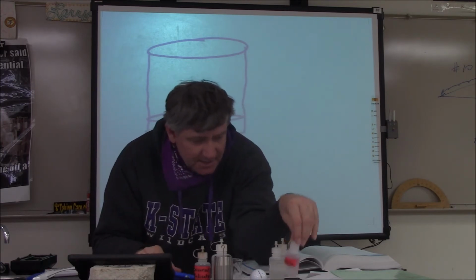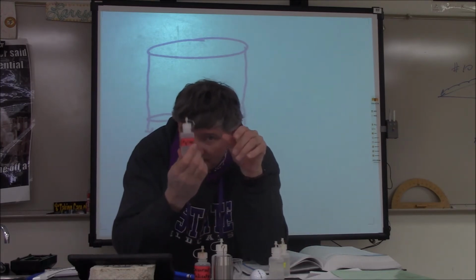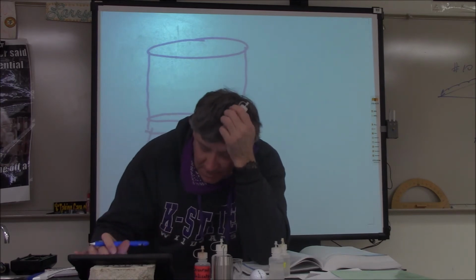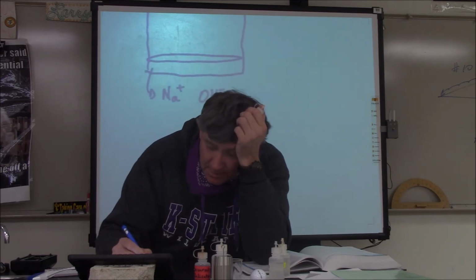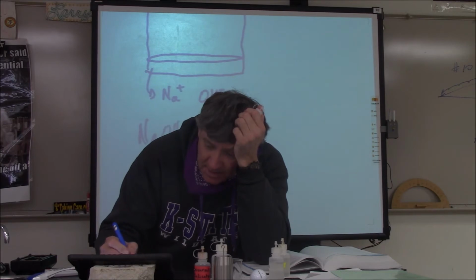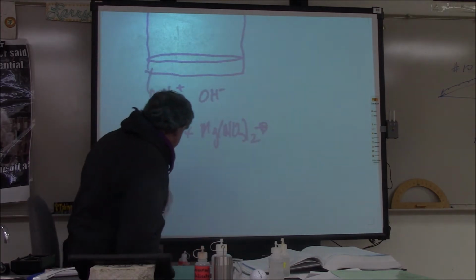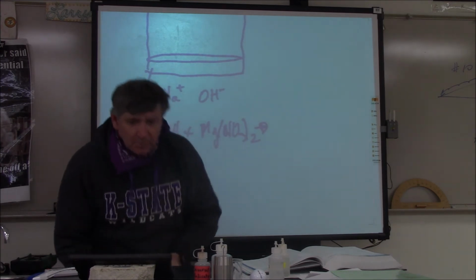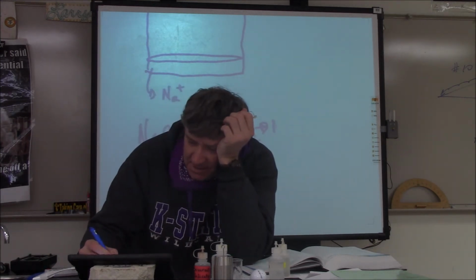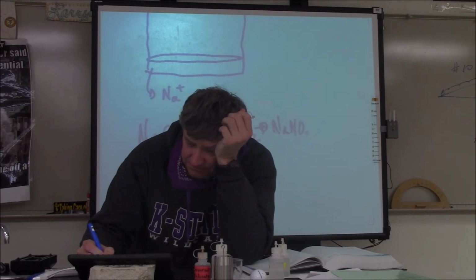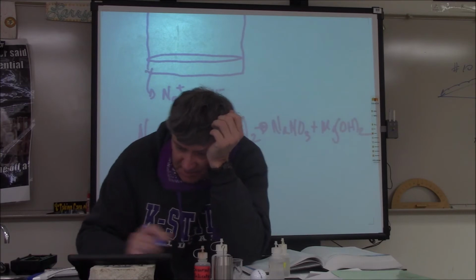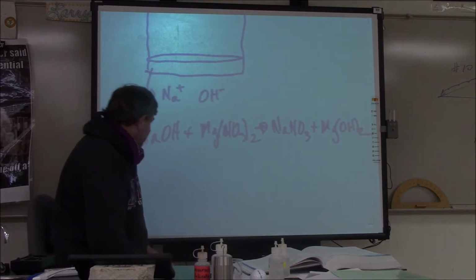Now, to that, I'm going to add some magnesium nitrate, MgNO3. If you're in Chem 1, you'd go, oh, sodium hydroxide and magnesium nitrate, I can do this. You would recognize this as a double displacement reaction. Cool, I can do this, Mr. Burkamp. I'm going to get sodium nitrate and magnesium hydroxide. It's a double displacement reaction.